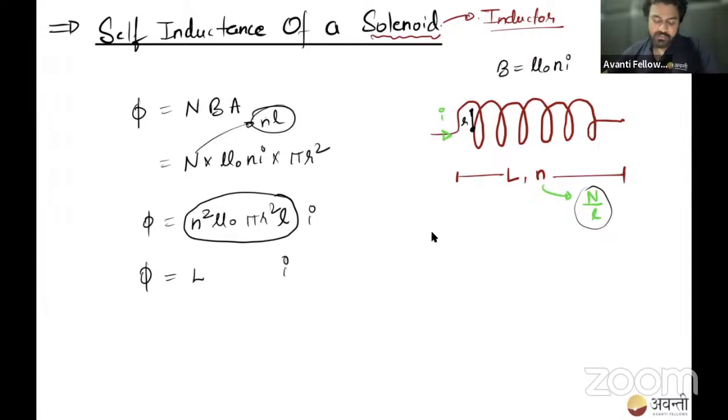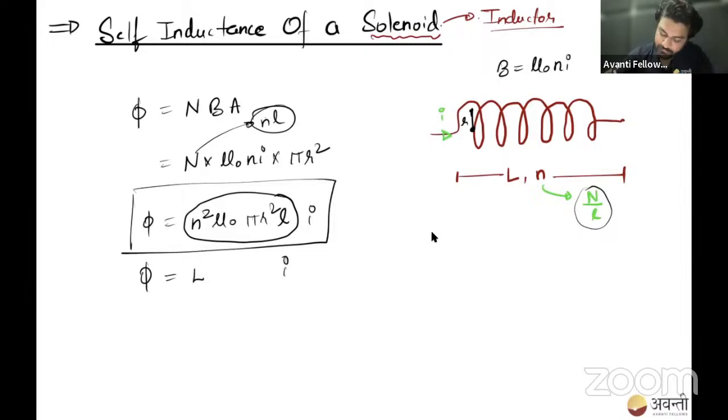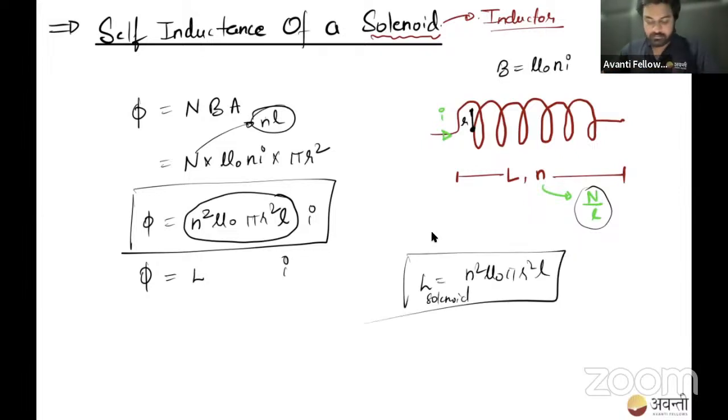Clear? Sometimes in questions it is asked that the self-inductance of a solenoid is directly proportional to length, is directly proportional to radius, is directly proportional to number of turns per unit length. Something like that it will ask. So this is basically the formula, and the self-inductance of the solenoid is n square mu naught pi r square L. Clear? Chalo. Noted?